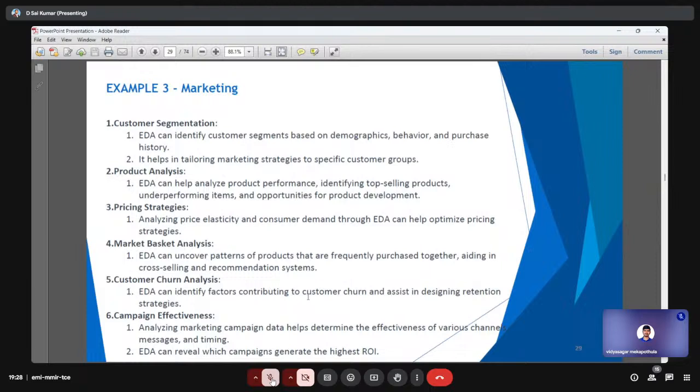So these are the four basic steps: problem definition, data preparation, data analysis, and development. These four are the basic sub steps under data science, which are part of exploratory data analysis.